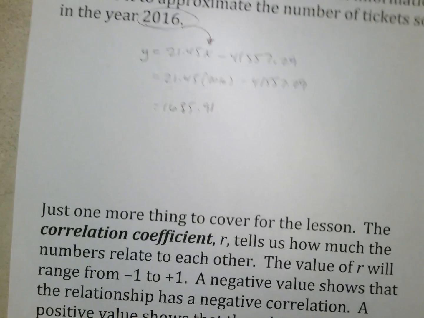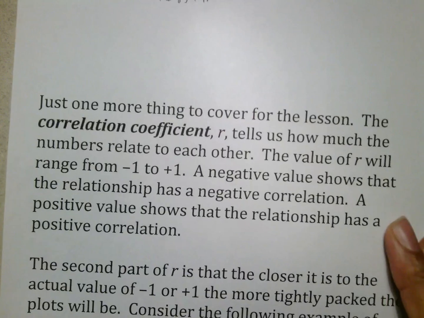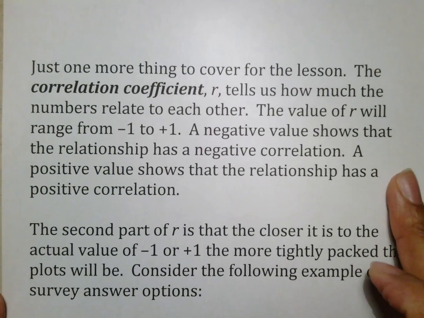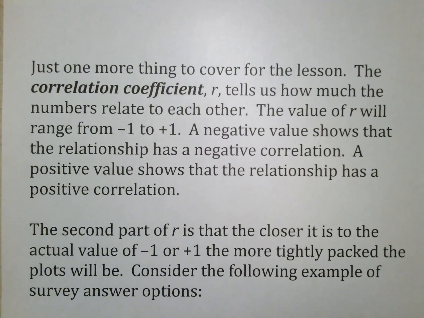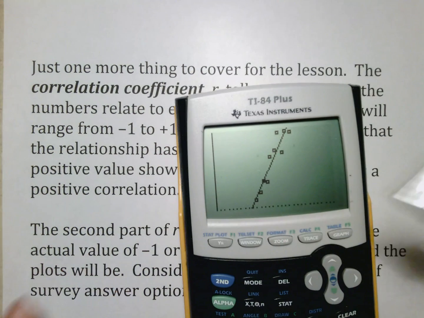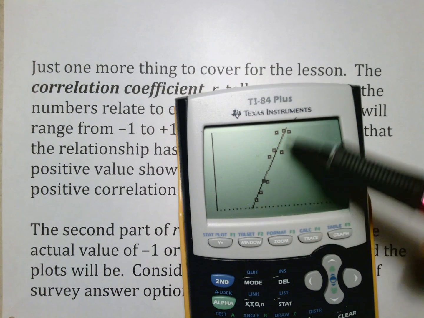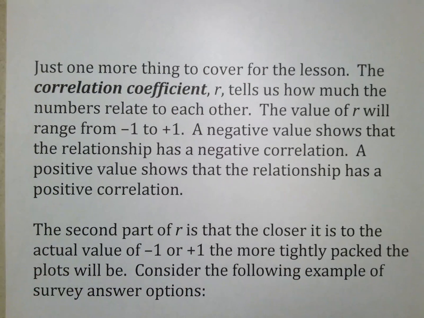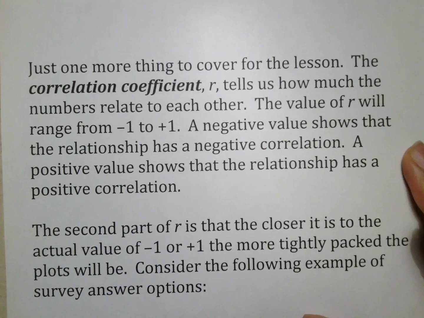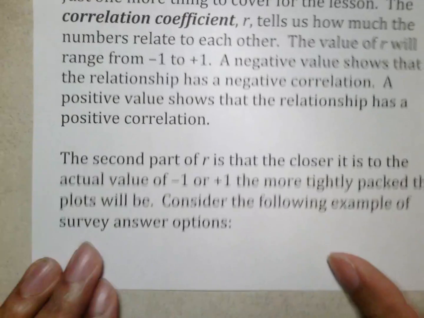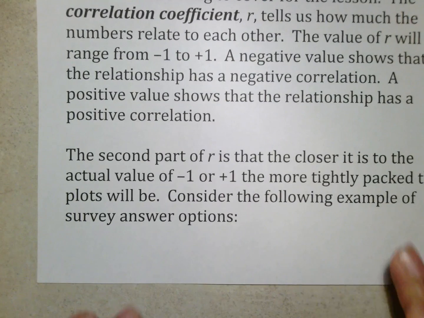So just one more thing to cover for the lesson, and that is what we call the correlation coefficient. That is the letter R. Again, I hope you're writing this down. R tells us how much the numbers relate to each other. The values of R will range from -1 to +1, where a negative value shows that the relationship has a negative correlation. For example, on this graph, this is a positive correlation because it's going up, so your R should be positive. The second part of R is the fact that the closer it gets to the actual value of -1 or +1, the more tightly packed the plots will be.